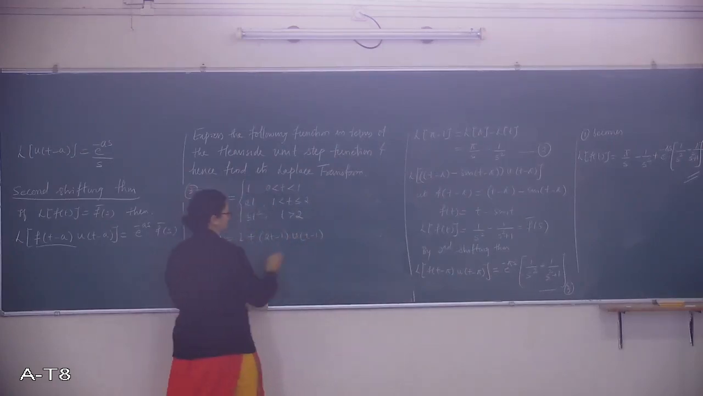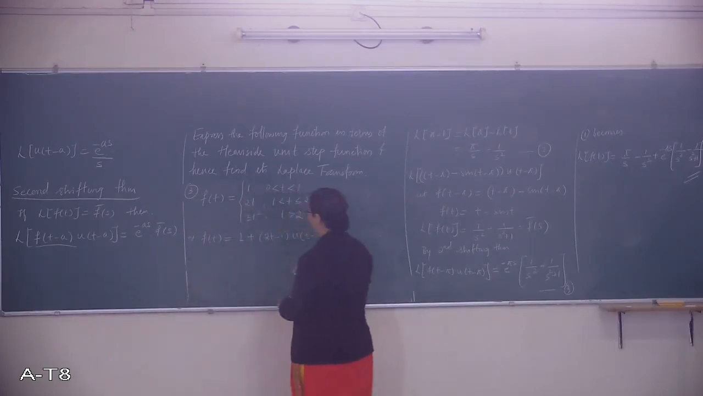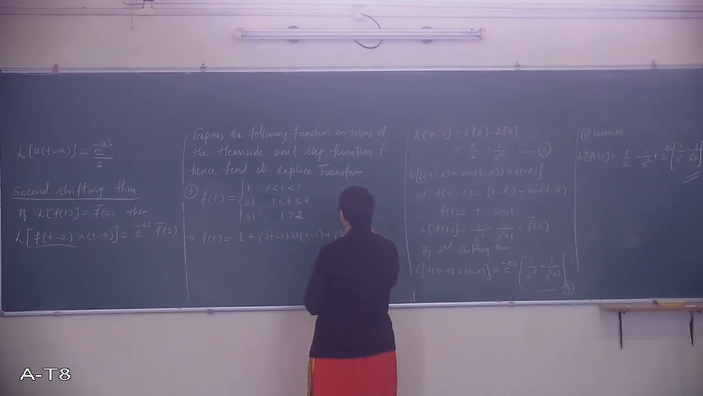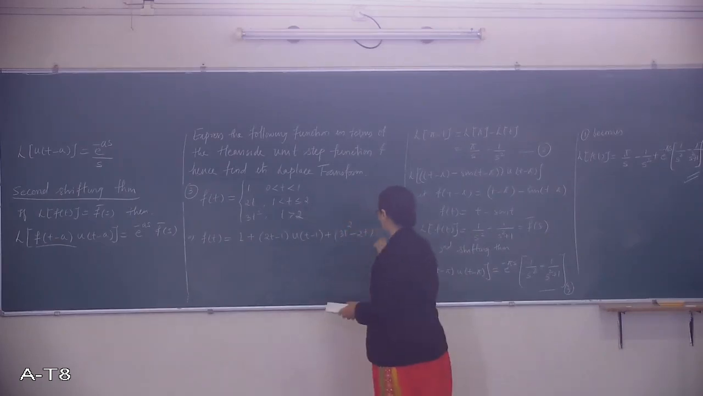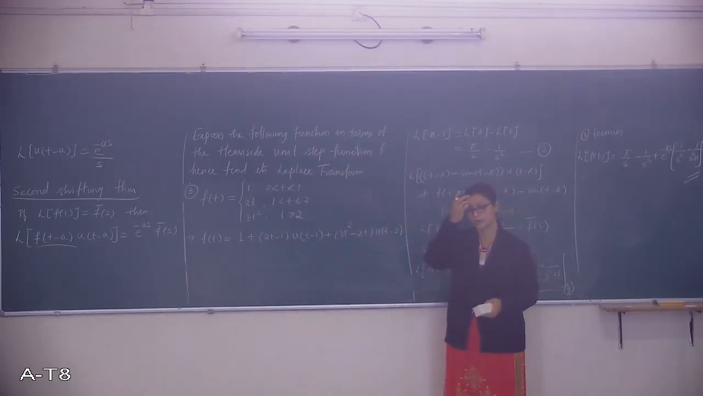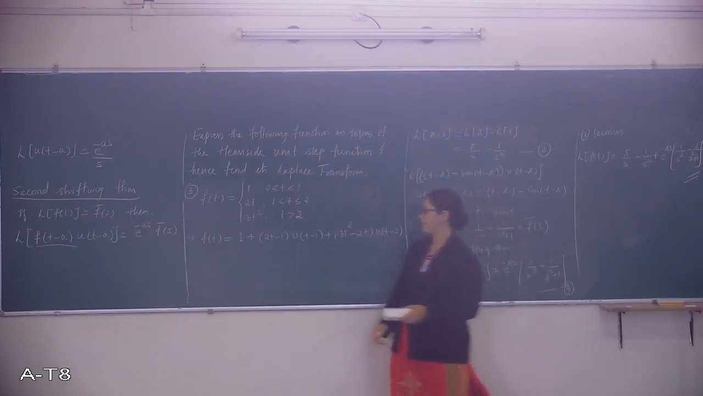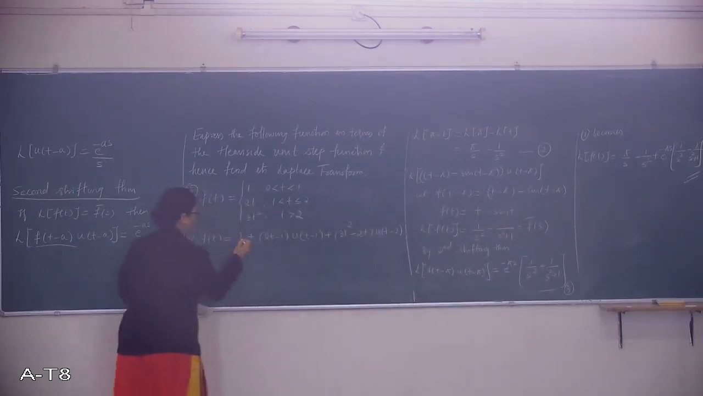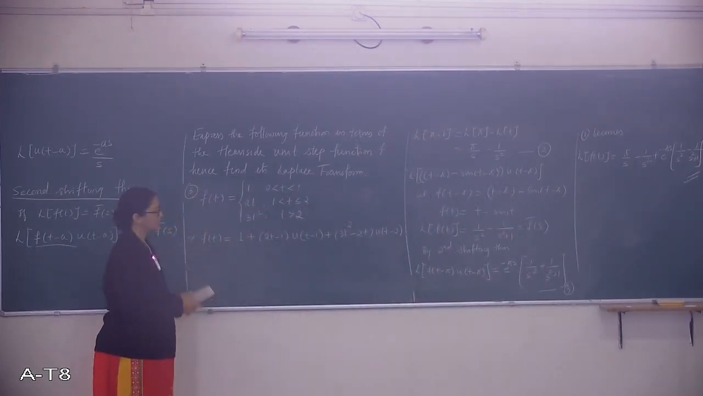Okay, then plus f3 minus f2, that is 3t square minus 2t into u of t minus 2 into u of t minus 2. So you have to make use of this result. Now we have expressed the given function in terms of unit step functions. Now we can take its Laplace transform.